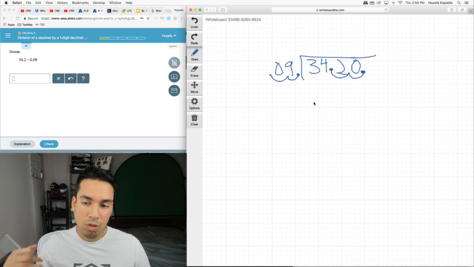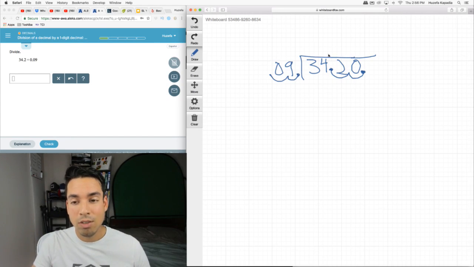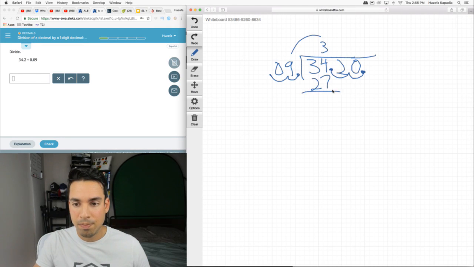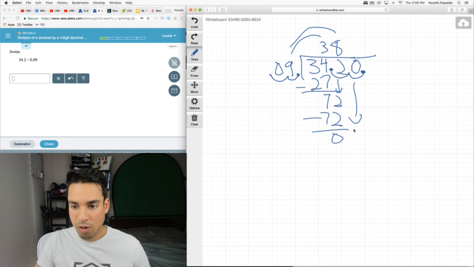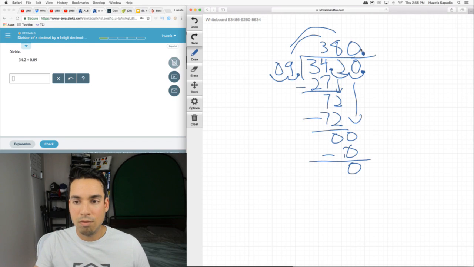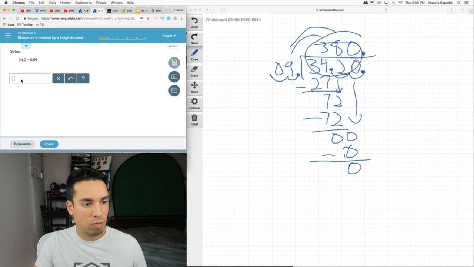Just like we were dividing, it's like 3,420 divided by 9. That's all it is. So 9 goes into 34 3 times. 3 times 9 is 27. 34 minus 27 is 7. Bring down the 2. 9 goes into 72 8 times. 8 times 9 is 72. Bring down the 0. And 9 goes into 0 0 times. Right? The decimal would be up there, but we've got no remainder. And we're done right at this point. So the final answer is 380.